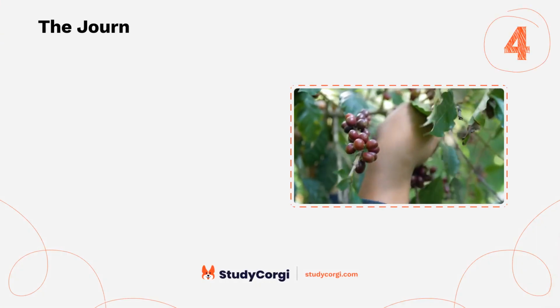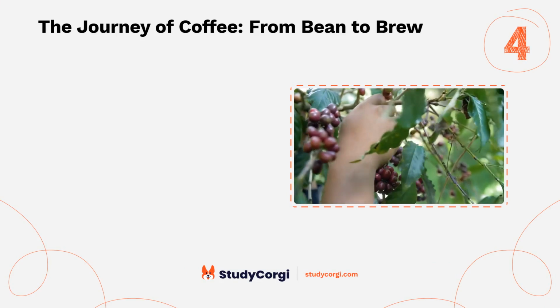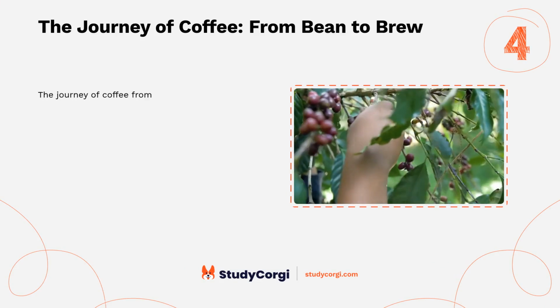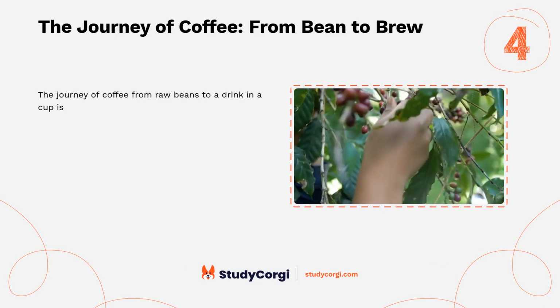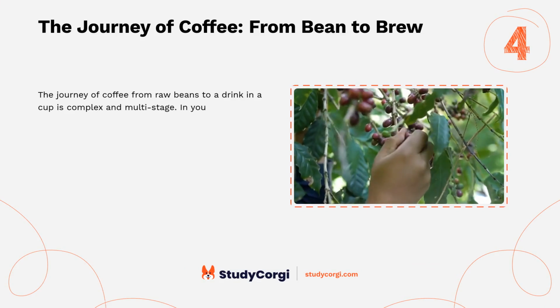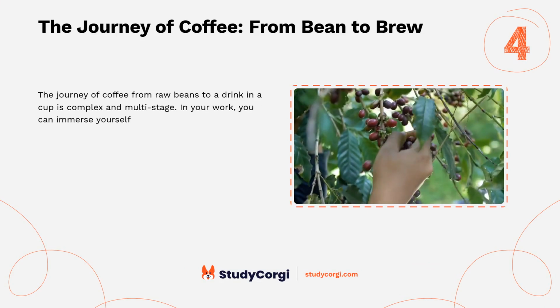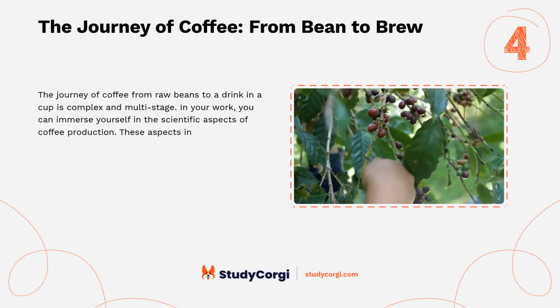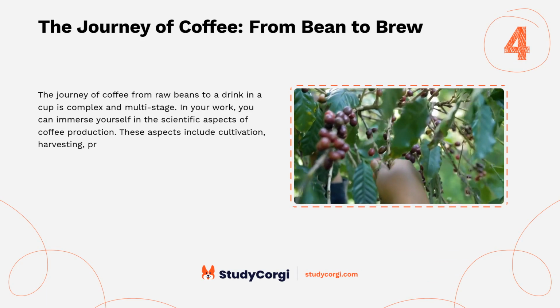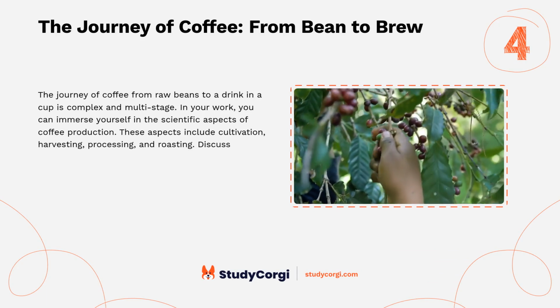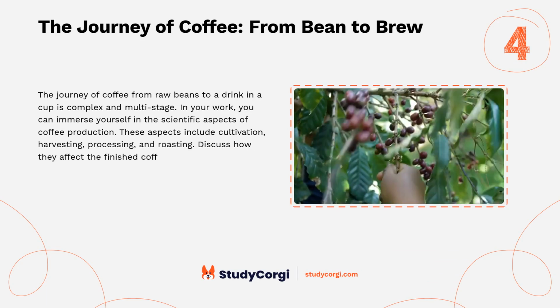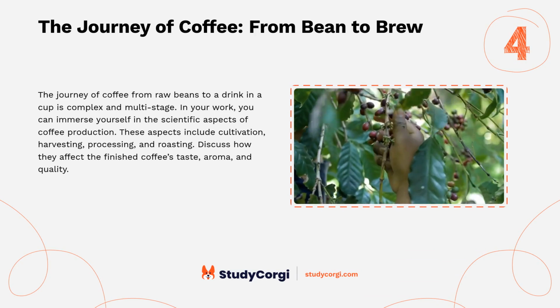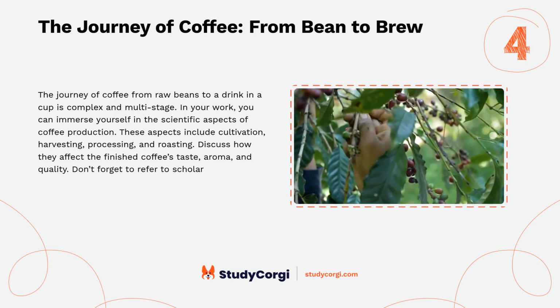The journey of coffee, from bean to brew. The journey of coffee from raw beans to a drink in a cup is complex and multi-stage. In your work, you can immerse yourself in the scientific aspects of coffee production. These aspects include cultivation, harvesting, processing, and roasting. Discuss how they affect the finished coffee's taste, aroma, and quality. Don't forget to refer to scholarly sources in your paper.